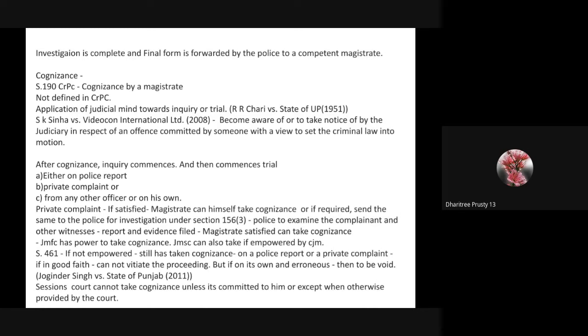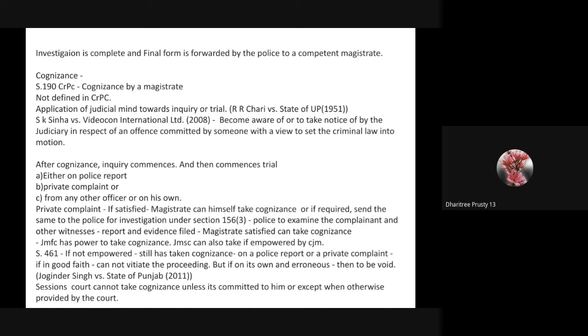It generally means the application of a judicial mind, but I believe the proper definition of cognizance would be as given in R.R. Chari versus State of UP, 1951. This is a landmark case, a very important case. Please remember that whenever someone says that cognizance means application of judicial mind, I don't believe that's a complete definition. If 2 marks are allotted for the same, if I am the examiner, I would give 1 mark because that is not the correct definition. The correct definition would be application of judicial mind towards inquiry or trial.